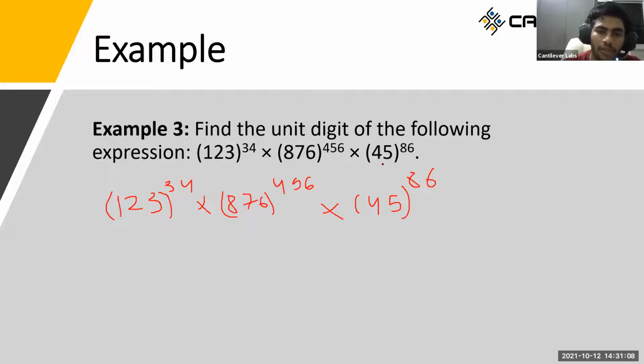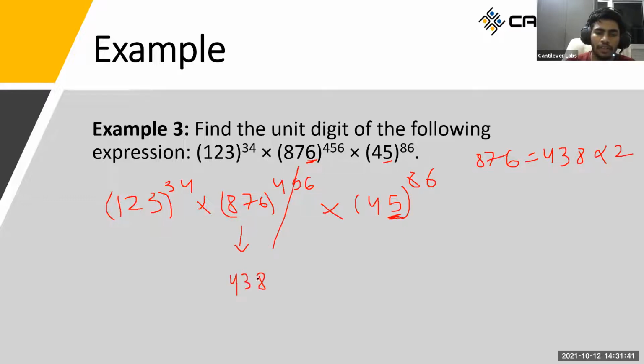Okay, I'll just give you the answer. Here we have 5 in one of the numbers, which is raised to power 86. Since we have a 5 here, and this number 876 is essentially a multiple of 2, 876 can be represented as 438 multiplied by 2. So this can be written as 438 multiplied by 2 raised to the power 456. And here we have 5 multiplied by 9 raised to the power 86.